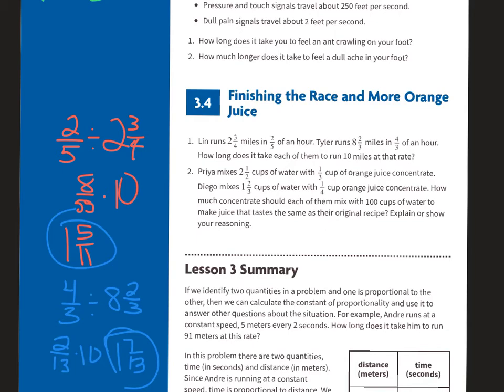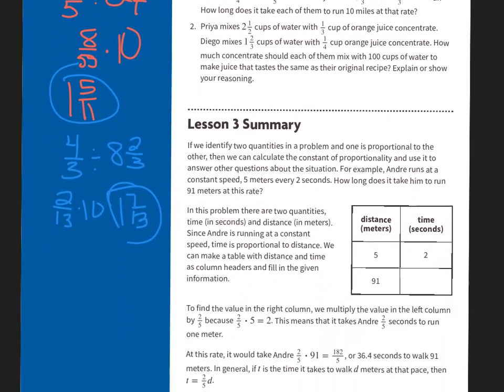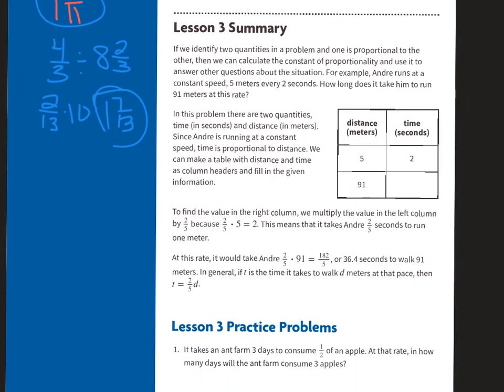So looking at page 26 for the summary, it says if we identify two quantities in a problem and one is proportional to the other, then we can calculate the constant of proportionality and use it to answer the questions about the situation. For example, Andre runs at a constant speed, 5 meters every 2 seconds. How long does it take him to run 91 meters? In this problem, there are two quantities, time in seconds and distance in meters. Since Andre is running at a constant speed, time is proportional to distance. We can take a table and then figure out the information.